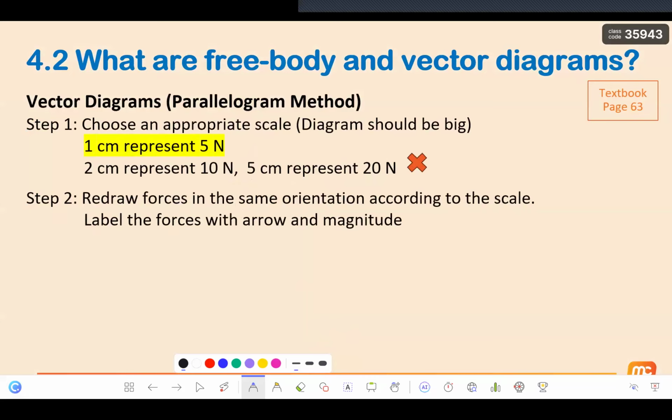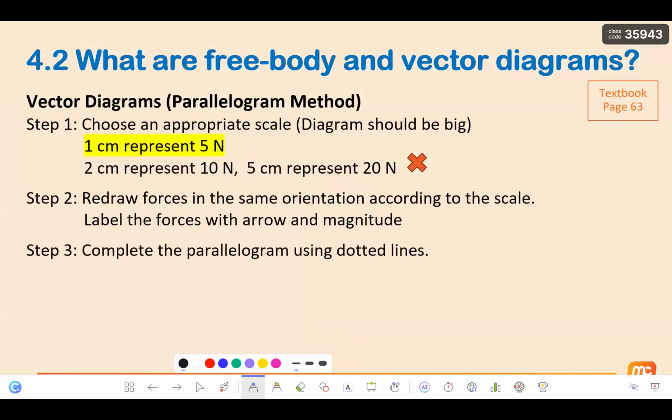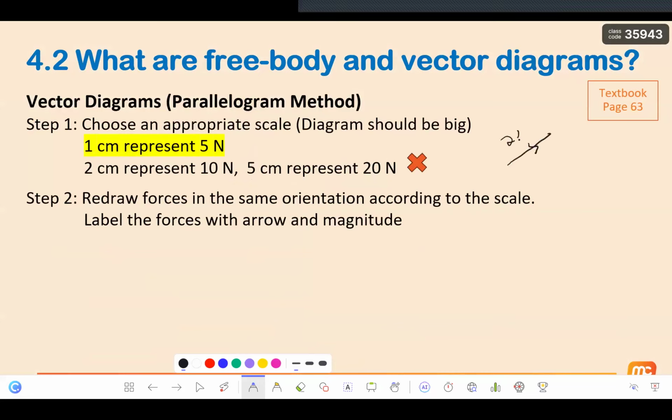Step 2, you need to redraw the forces in the same orientation. What do I mean by same orientation? It means that my 2 forces are like this, 25 newtons and 25 newtons. I need to redraw them according to the scale. That means I need to redraw like this, exactly in this direction at 40 degrees to the horizontal. 40 degrees to the horizontal. Redraw this whole thing.